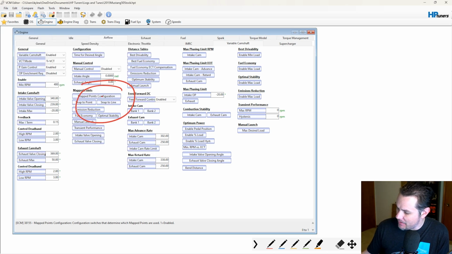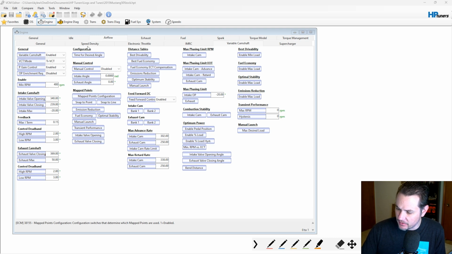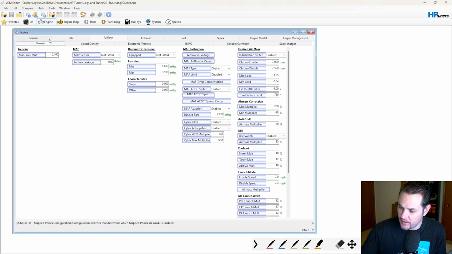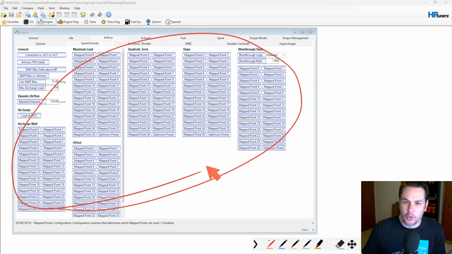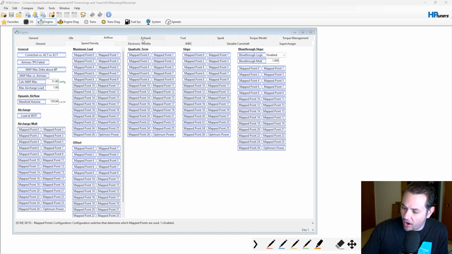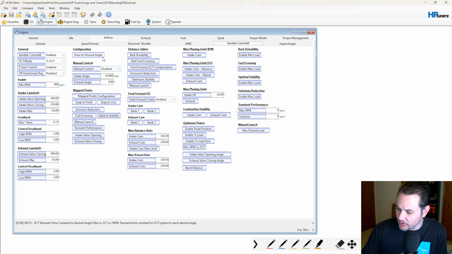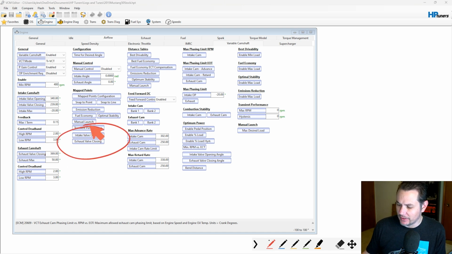Keep all that in mind, because whenever we look at, let's go underneath, say, General here, and actually under Speed Density, look at all of this. All of those map points create different tables that we have to look at while we're doing the tuning process. So as you can see, it gets very complicated quick, and the reasoning behind that is because all of those are attached to an angle. If we go down here on the bottom and look at intake valve opening and exhaust valve closing, that's where we're going to find out what those map points relate to.